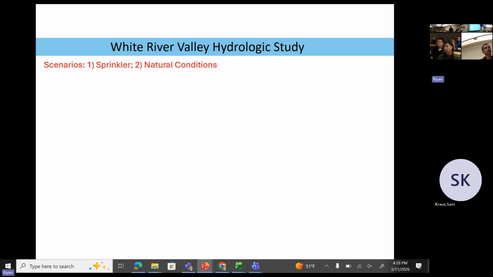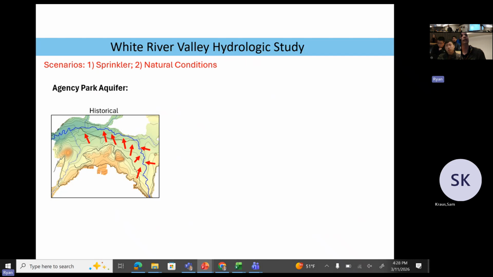So now we can look at some scenarios. First, what would happen if you change the sprinkler? And second, what would happen if you eliminated human influence? So what were the natural conditions like before they irrigated, which started about 120 years ago? Before irrigation, what would conditions be like?